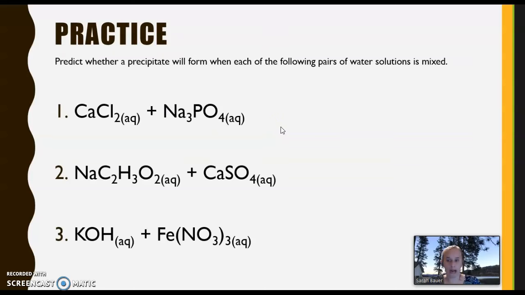So let's do some practice. Predict whether a precipitate will form when each of the following pairs of water solutions are mixed. So this is where thinking about it as a double displacement reaction can be really helpful. Outside partners, inside partners.